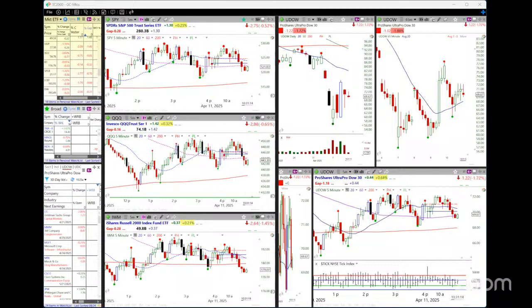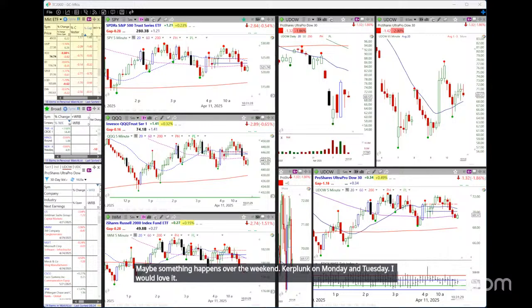But I'll definitely be looking to do it on the next, if broader markets do another kerplunk. Maybe something happens over the weekend. We get our kerplunk on Monday and Tuesday. I would love it.